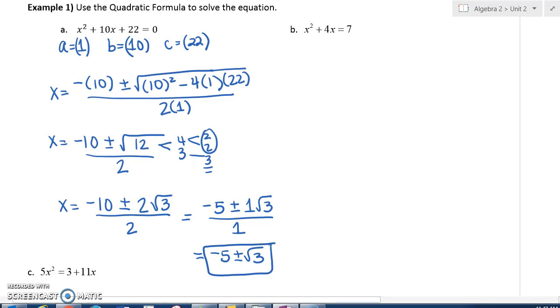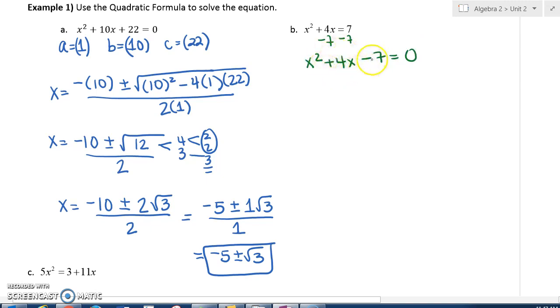Alright, let's look at example B. Example B is no different than example 1. The only difference is that one side is not equal to 0. So we do have to subtract the 7 to the left side of the equation. And we are left with x squared plus 4x minus 7 equals 0.